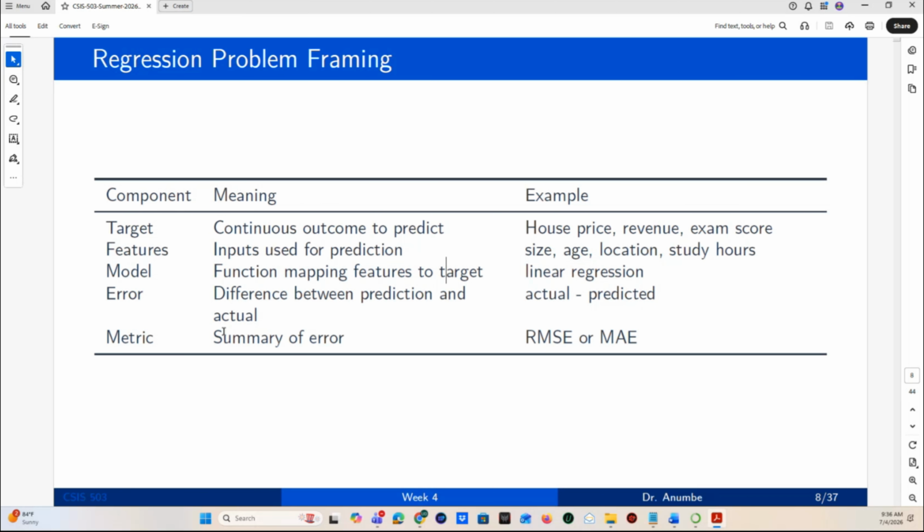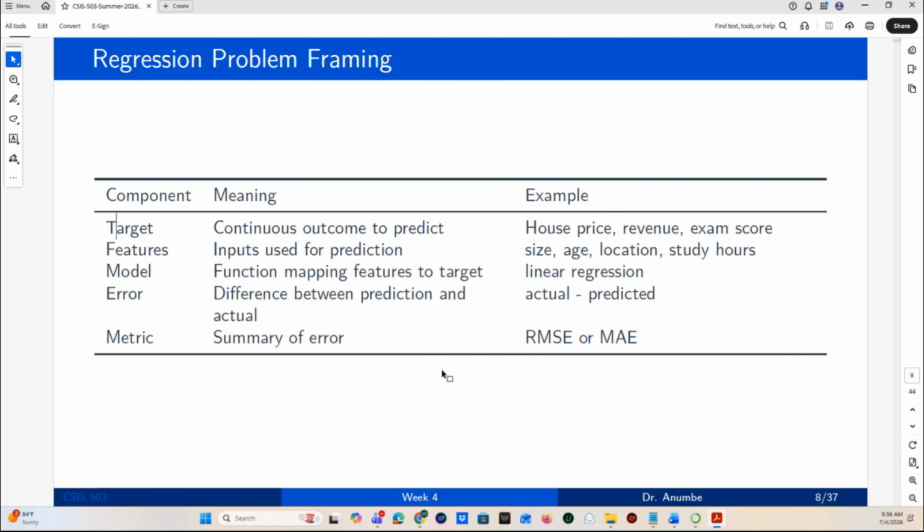So what exactly is the model? The model is the function mapping features to target. So I need to create some kind of function. If I say y = mx + c, that right there is a function. It's a function that maps the features to the target. In y = mx + c, my target will be my y, and the x is going to be my features.